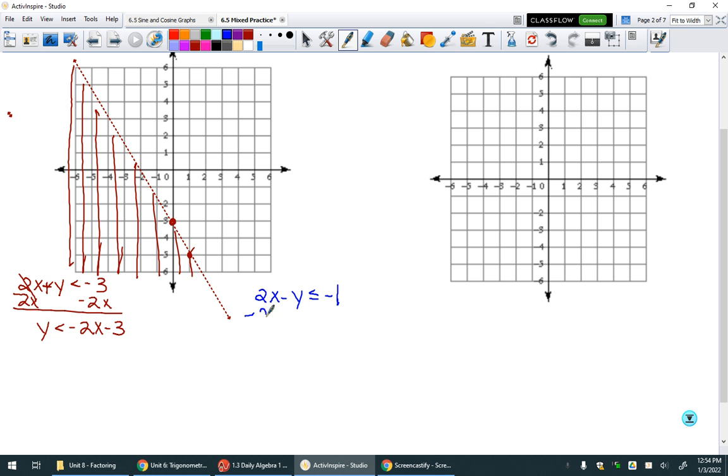Good. Minus the 2x. I'm left with a negative y. I subtracted the 2x, and I have a minus 1 as well. And then I divide by what? Good. I'm dividing by that imaginary negative 1 in front.